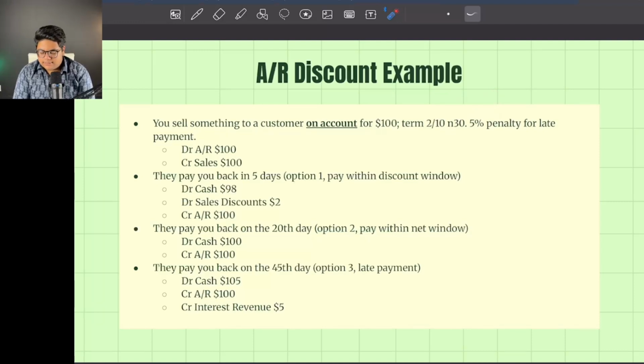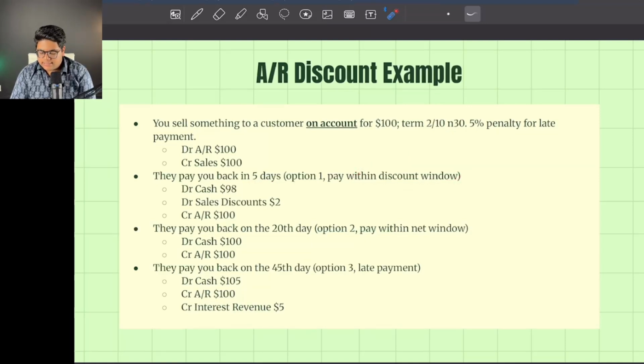So the entry just to sell something is going to be the same every single time. You're just going to increase the amount to receive by 100, debit accounts receivable, and you're going to increase your sales by 100, credit sales. So there are three options. Either they pay you back within the discount period, or they pay you back within the net window, or they pay you back late. So let's say they pay you back within the discount period. If you want to give them a discount, they have to pay within 10 days, but they pay within 5 days. So they're within the discount window.